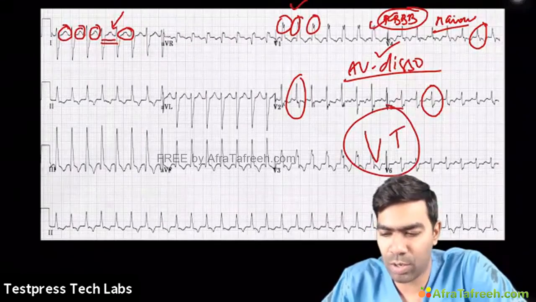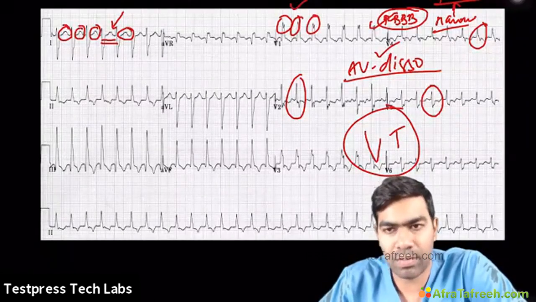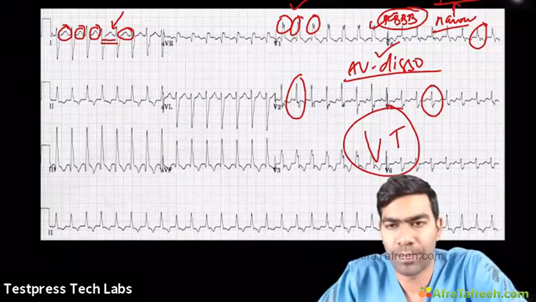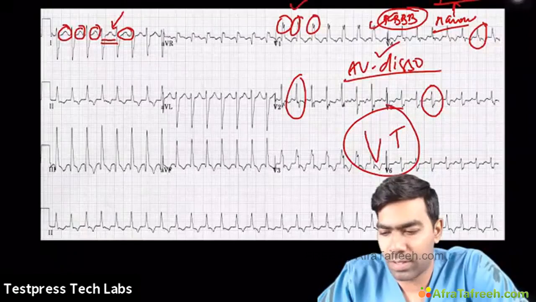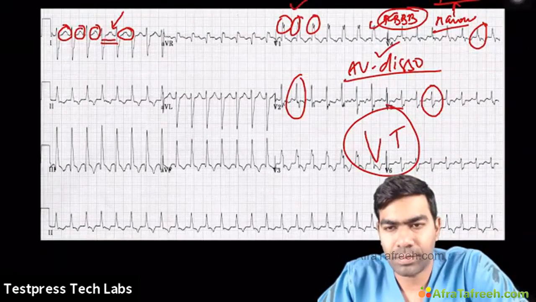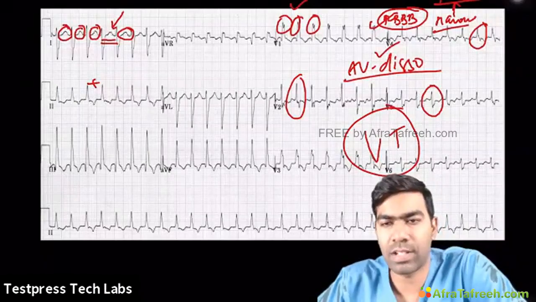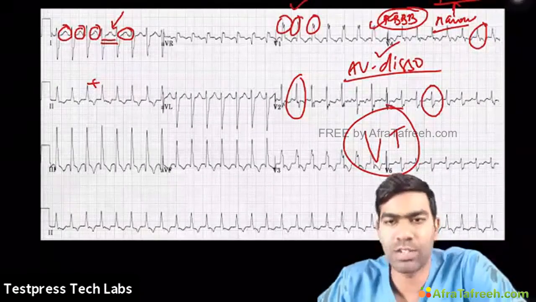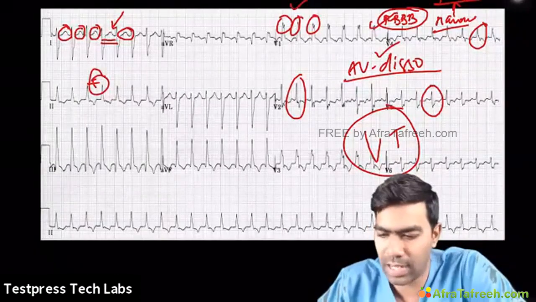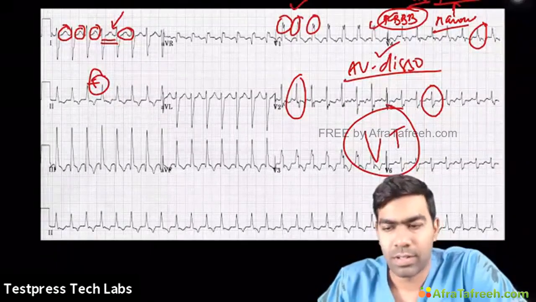But why does it have a narrow complex? Because it's very likely to be a fascicular VT. If it's a fascicular VT, then which fascicle is it originating from? See the 2-3 AVF. That's going to give you the clue. See the 2-3 AVF. It's positive, which means it's showing a posterior fascicular block type of pattern, which means the conduction should be on the anterior side. So this is an anterior fascicular VT. That's all. Simple.